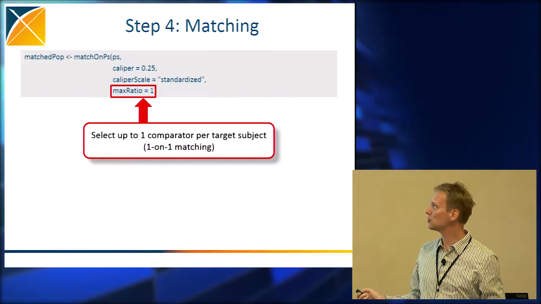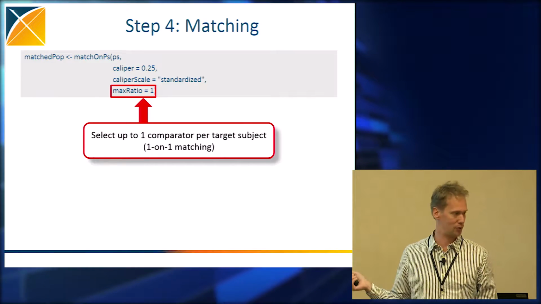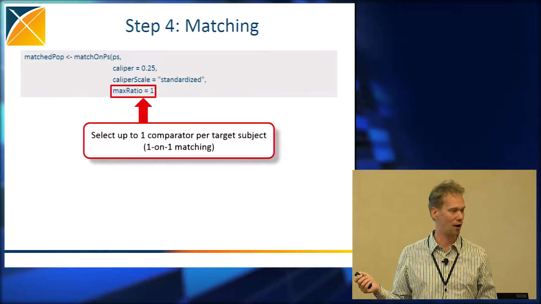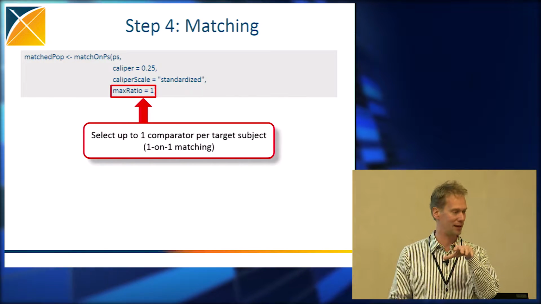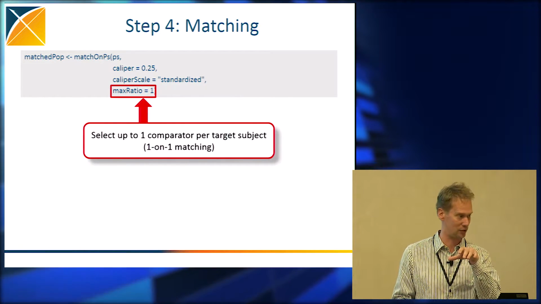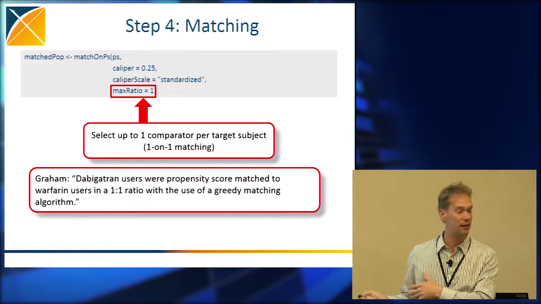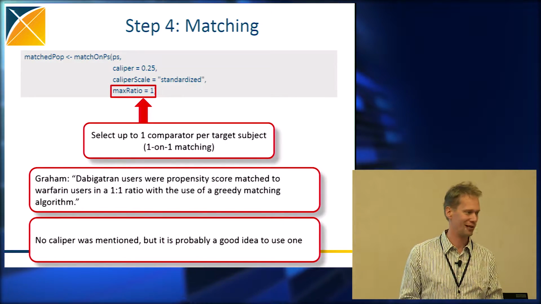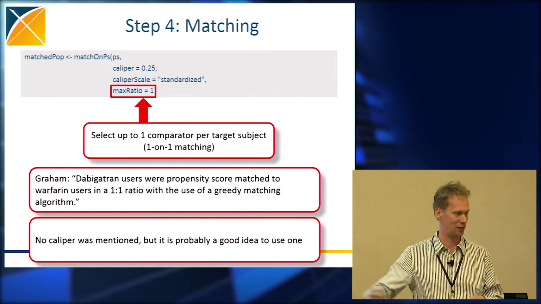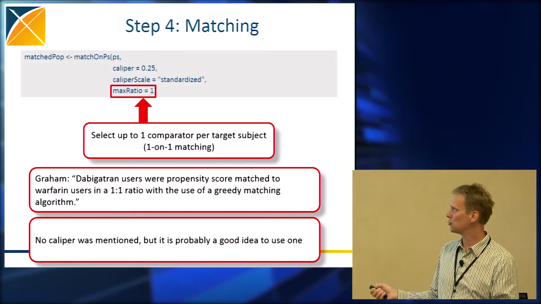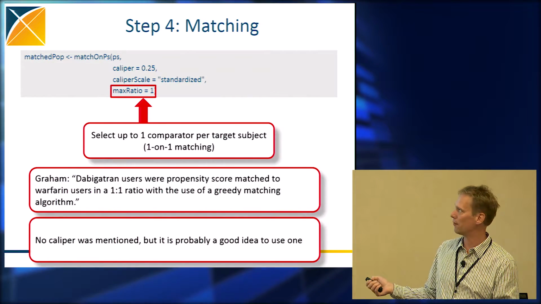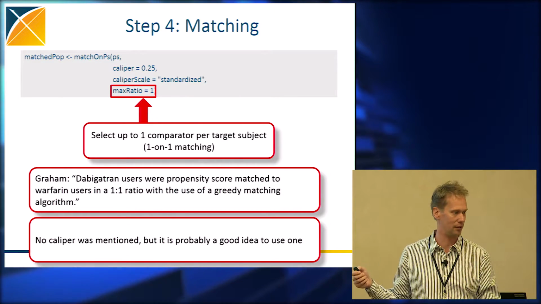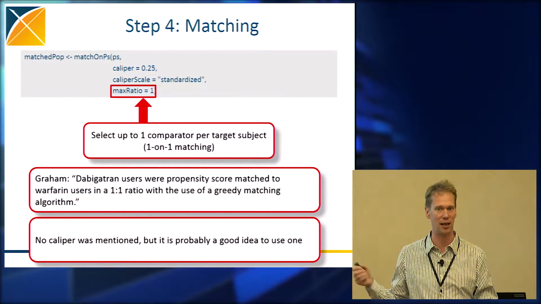One thing we always specify is what's called a caliper, which is basically a limit on the biggest difference that we allow for people to still be matched. Graham actually didn't mention whether they use the caliper, but you should really always use the caliper. You just don't want this to run out of control. In this case, we specify the caliper to be 0.25 on a standardized scale, so basically 0.25 standard deviations of the propensity scores, the maximum allowed distance.